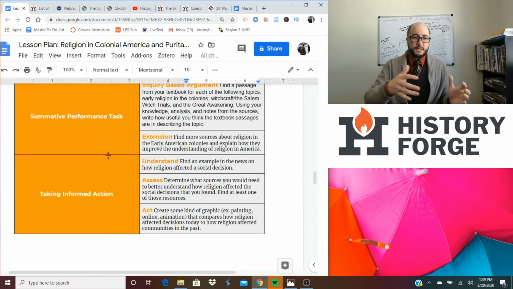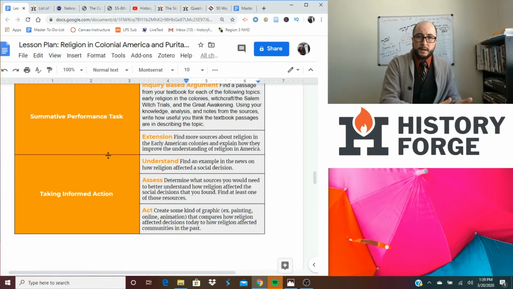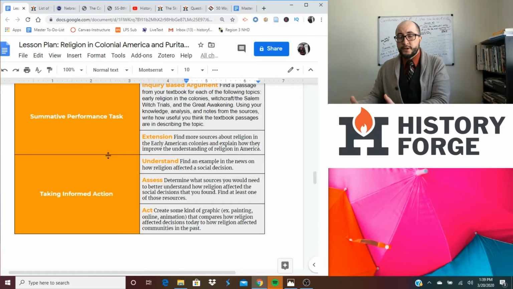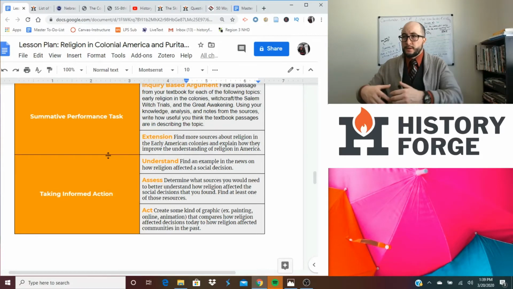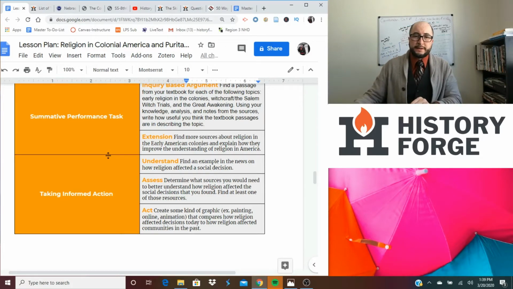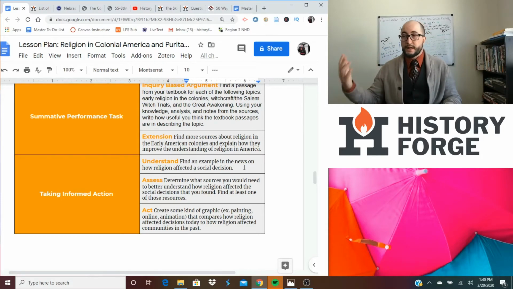Just like how religion affected colonial America, good and bad, it definitely affects us good and bad today too. And giving students an opportunity to take an action about that would be excellent. So, first basic level, understand: the students are going to find an example in the news on how religion affected a social decision. So you're just giving them an opportunity, maybe during class time, maybe as extra credit, maybe as a bell ringer one day, to go on Newsela, go on CNN, go on whatever, and find something where they know religion affected this decision.